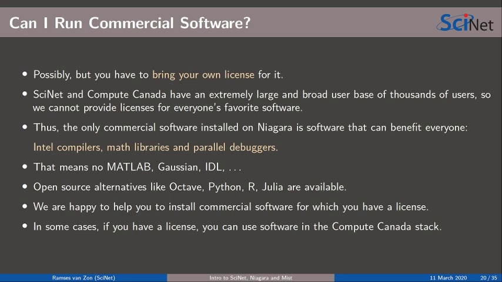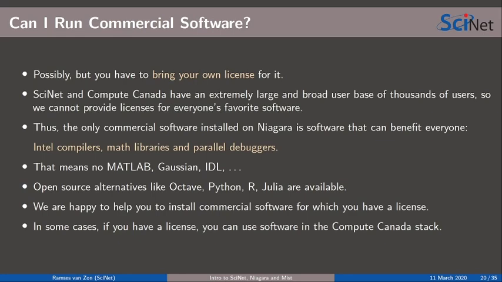So if you have a license for commercial software, and it is a license that allows you to run on a cluster, and that depends on the license and depends on the software, then you can make this work. And you probably want to talk to us and say, okay, I've got this license. How do I make this work? How do I get MATLAB to work? How do I get Gaussian to work? And there's different ways for each of them, because every commercial package is a little bit different.